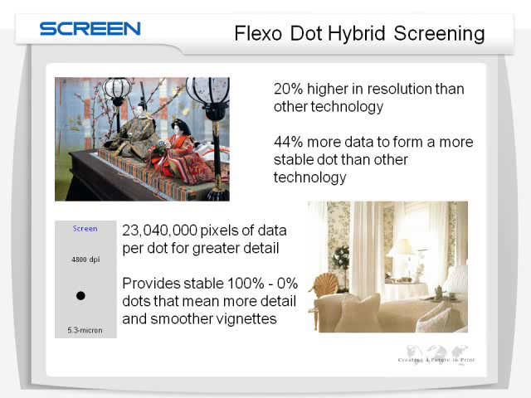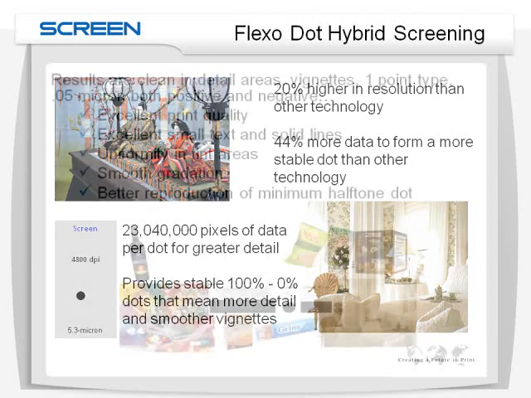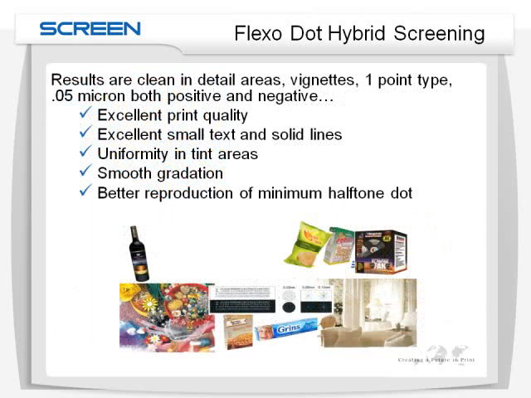It's 44% more pixels of data per dot to form a much more stable dot than anything else available today. It provides a much smoother gradient from 0 to 100, and our accuracy is down to being able to image that 4800 dpi dot at a 5.3 micron setting. The results of all this are cleaner details, cleaner vignettes. We're able to image down to 1-point type, 0.5 micron, 0.05 at both positive vignettes, smooth gradations. Just an overall better reproduction of minimum dot.